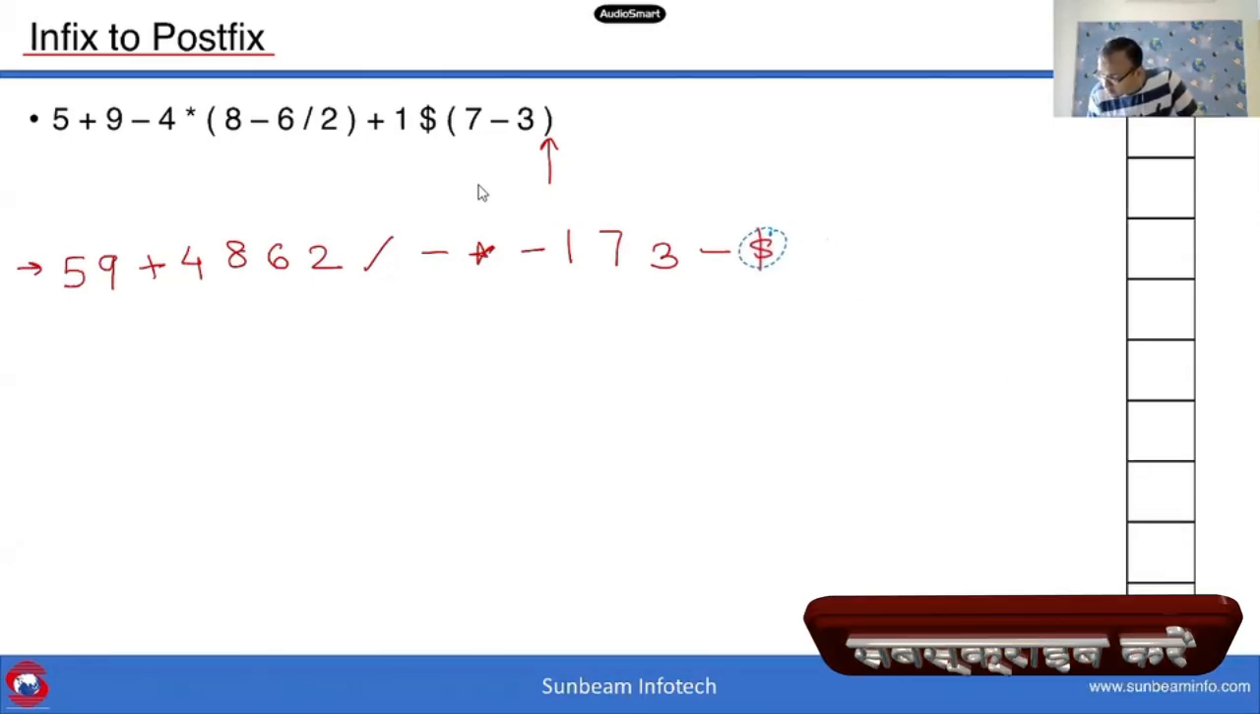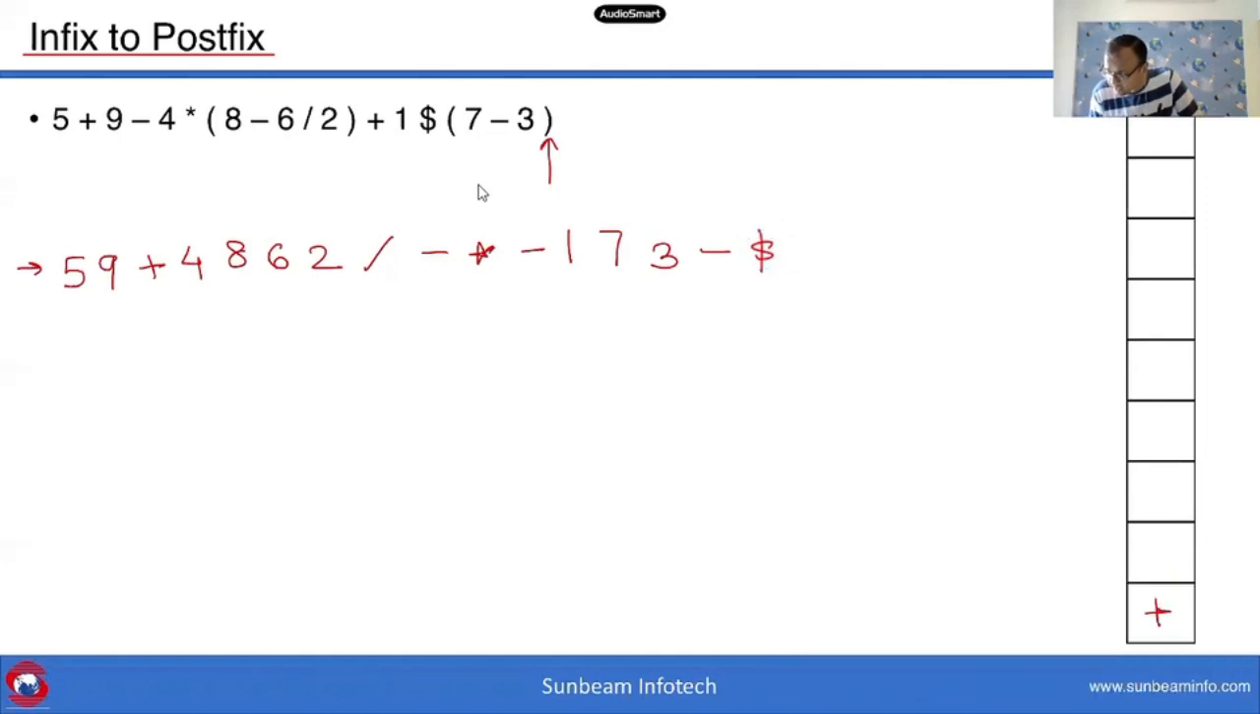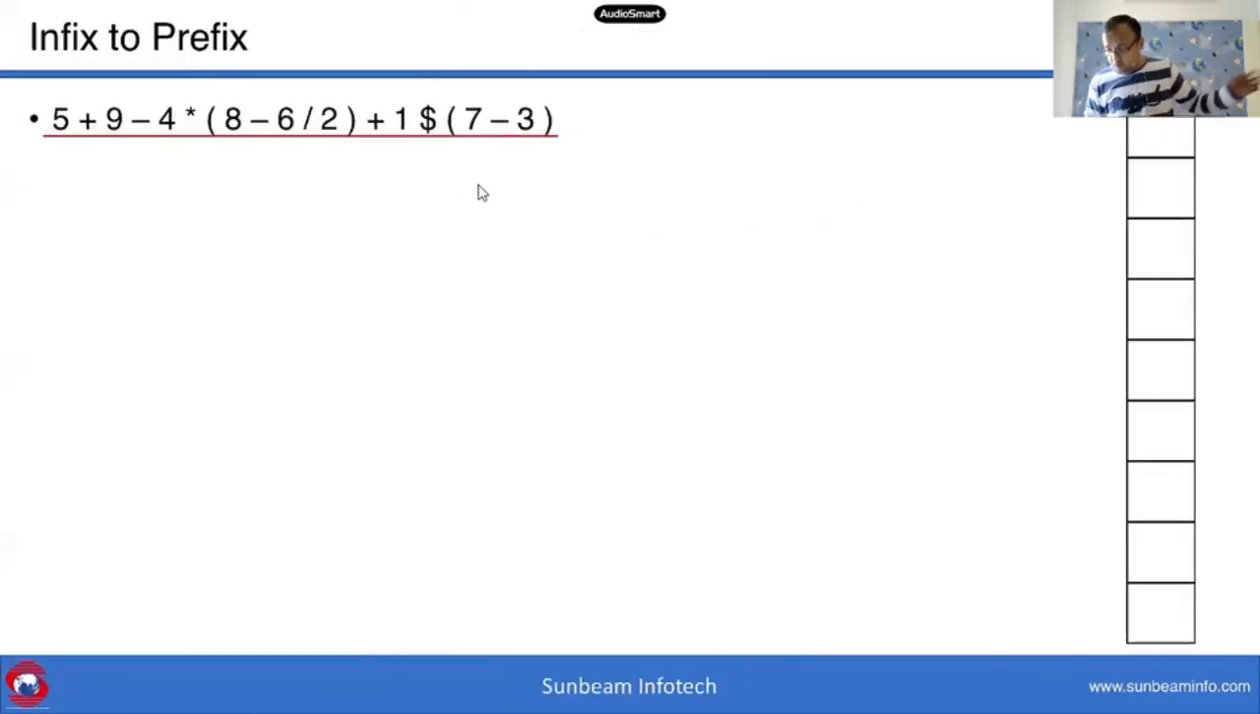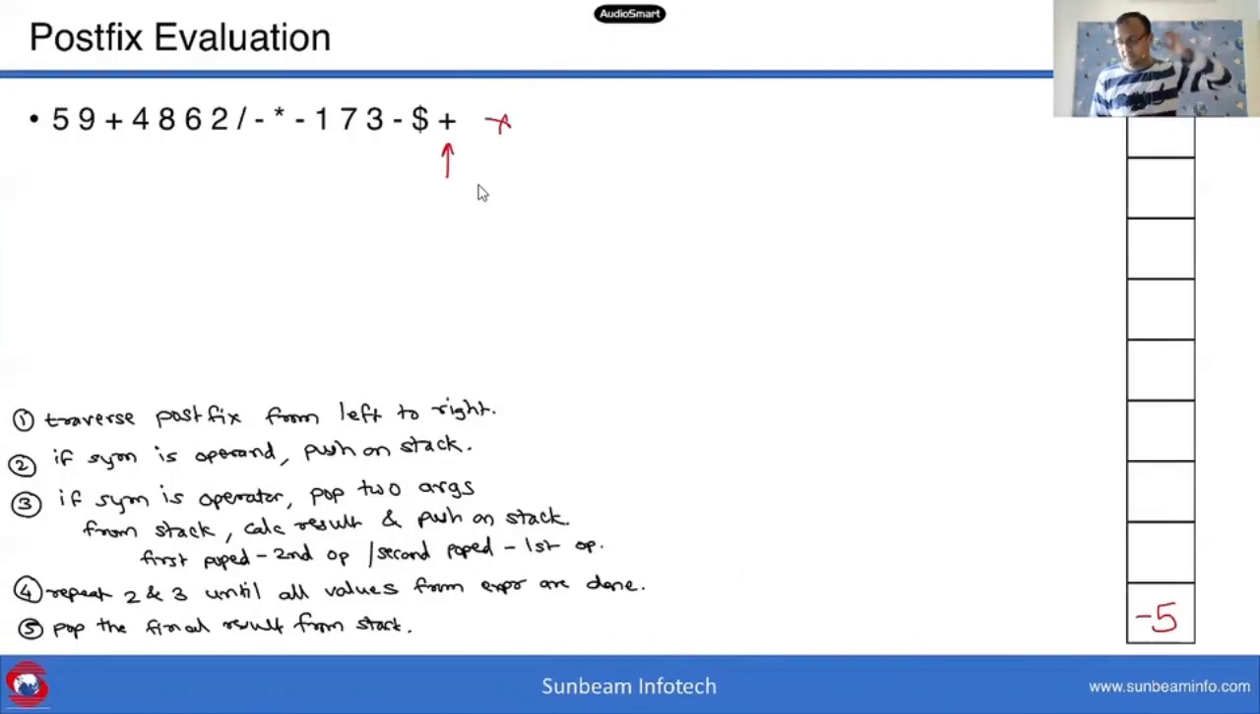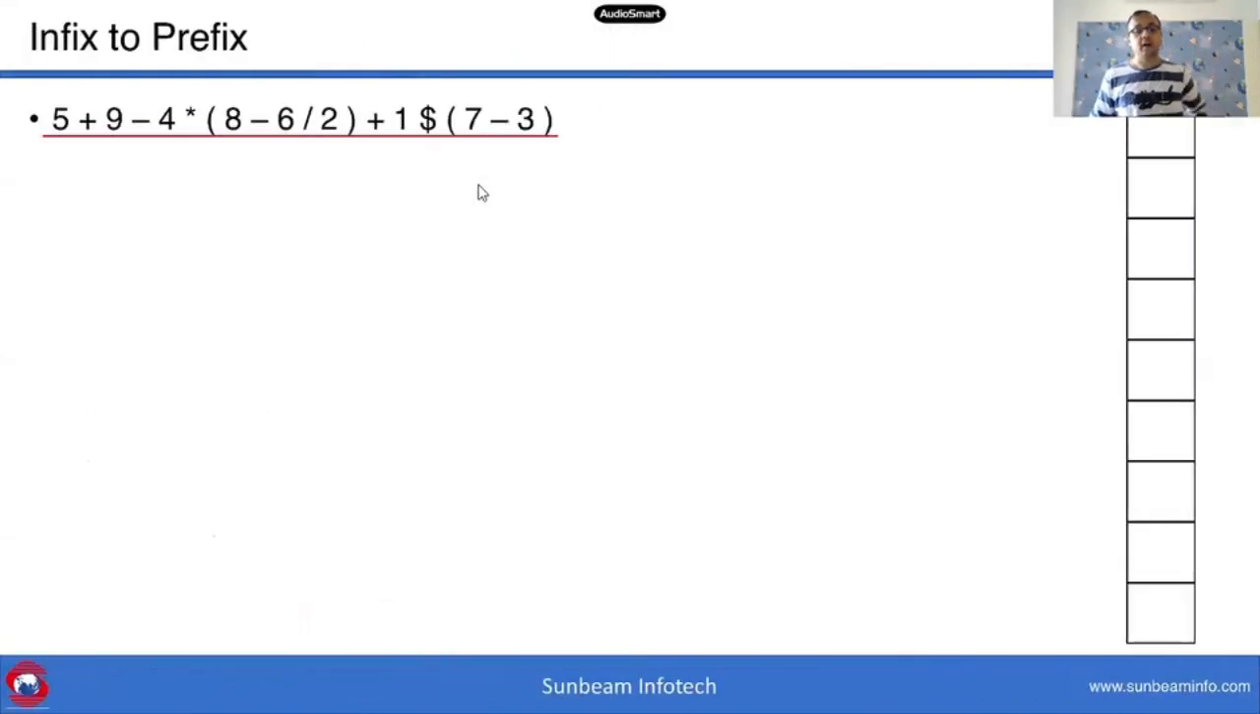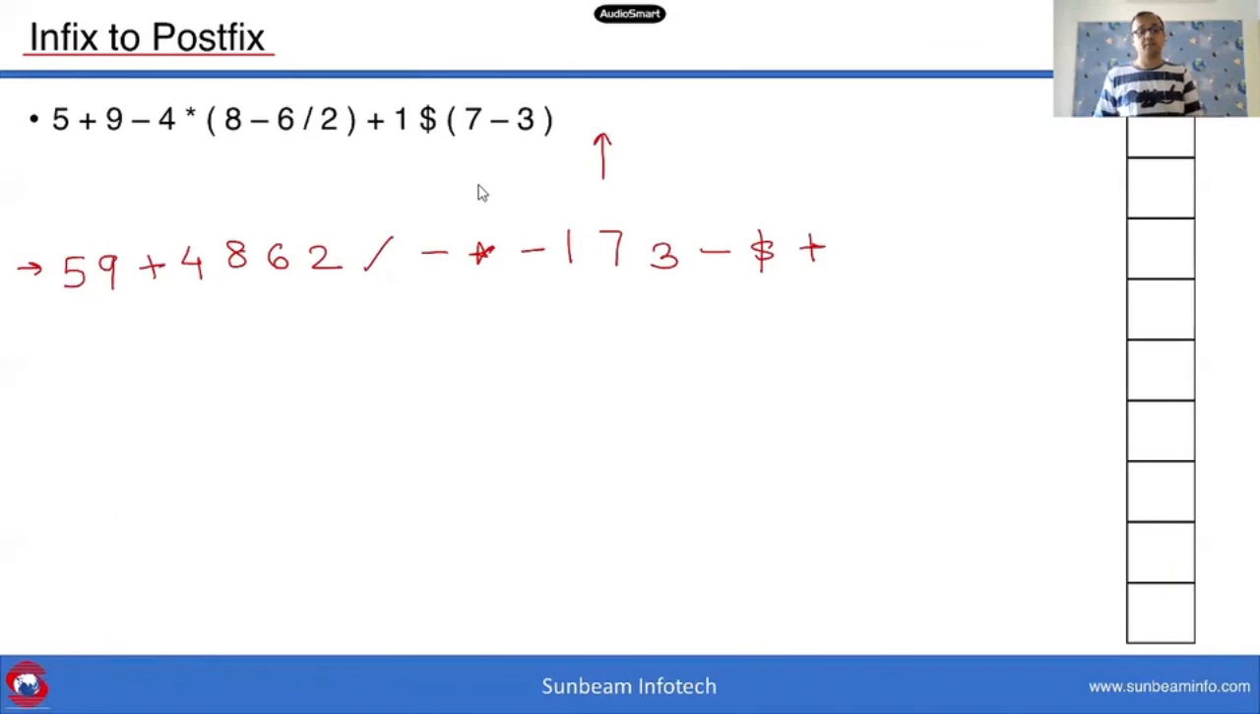You continue further. You have got, let's say, dollar. Now, by the way, nothing else is left. Now everything is finished. Whatever is left, take it out of the stack and keep appending it. That is what all we have taken up, and this is nothing but our postfix.